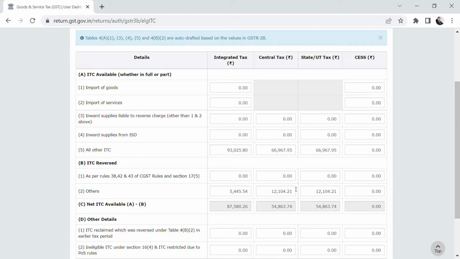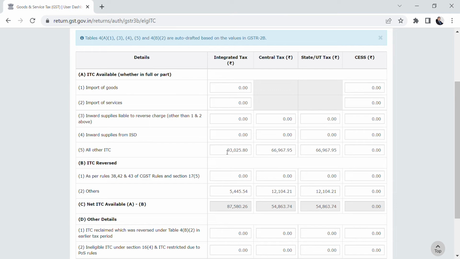As you can see on my screen, there is an amount of rupees 93,025 and 80 paisa on IGST. This amount is auto-populated. I have not changed it. Again, there is one more amount in C, that is 66,967.95, and the same amount is coming in state tax also. This amount is basically moving directly from my GSTR-2B. All the figures have come to this table for Table 4 part A and column number 5.